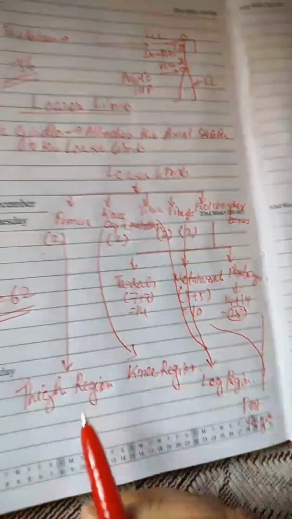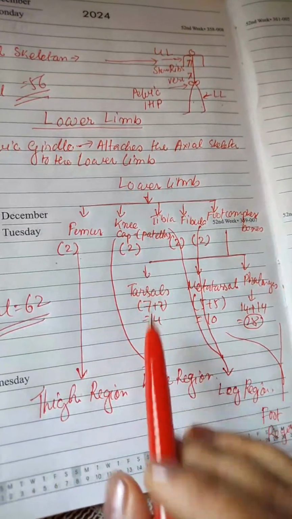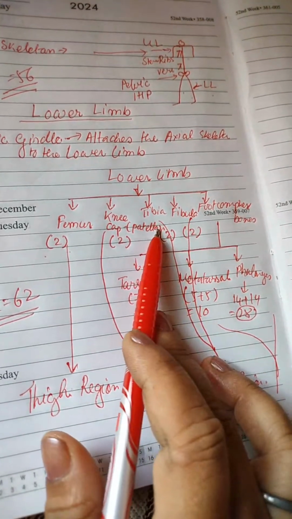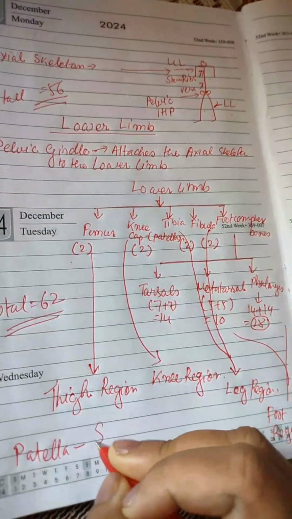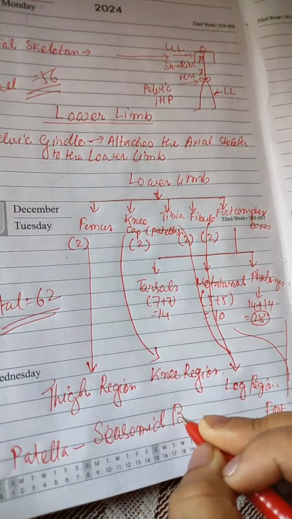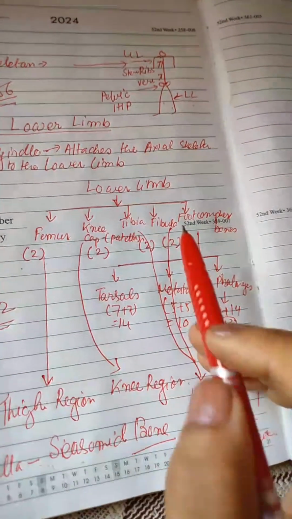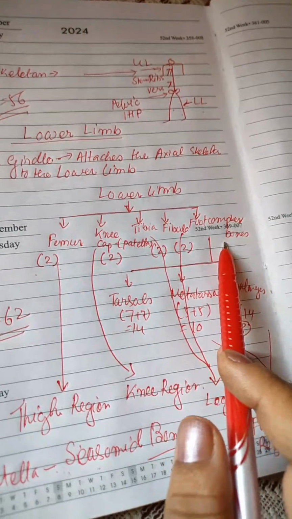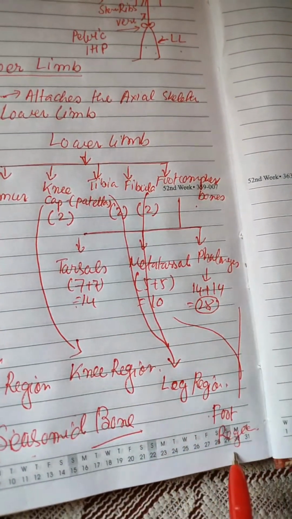So what regions do we have? We have the thigh region, which is formed by the femur bone. We have the knee region, formed by the kneecap, the patella, the largest sesamoid bone of the body. Which is the largest sesamoid bone? The largest sesamoid bone is the patella. Next, we have the tibia and fibula, which form the leg region. Next, the foot complex is formed by the tarsals, metatarsals, and phalanges in the foot region.